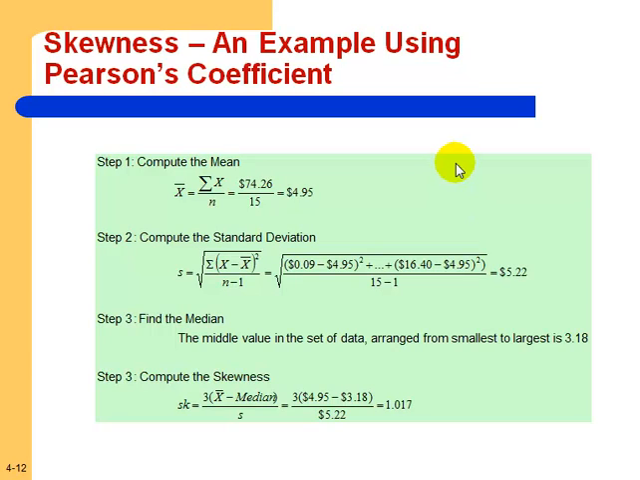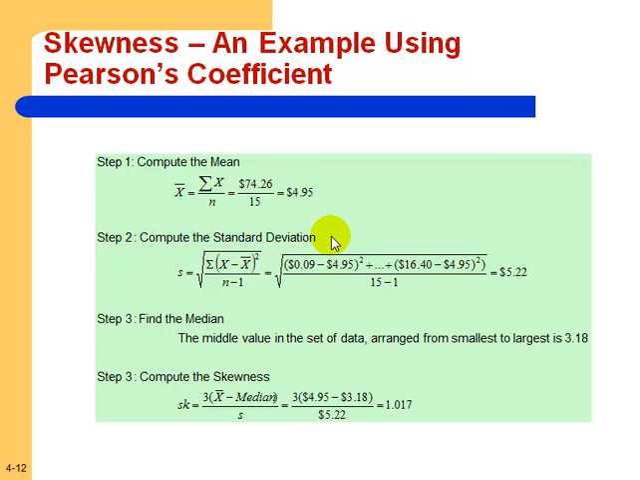Okay, first, let's find the mean of this sample data. It is x bar. Again, x bar represents the sample mean, and we use mu to represent the population mean. It's different. So x bar equals sigma x, where sigma indicates the operation of summing, over n, which equals 74.26 divided by 15, and we get 4.95.